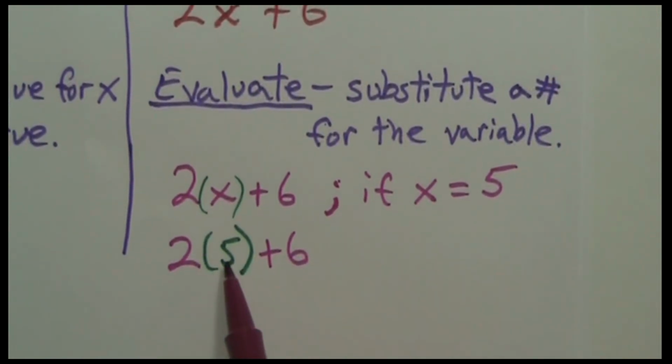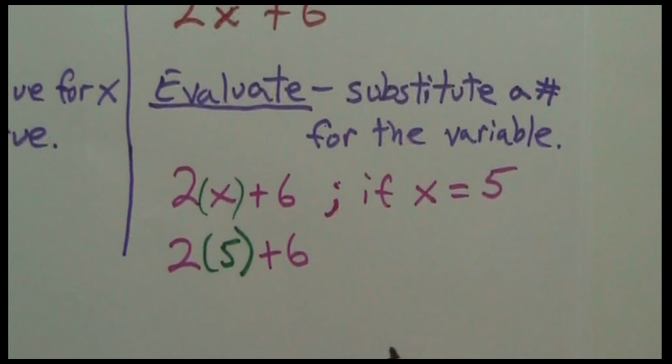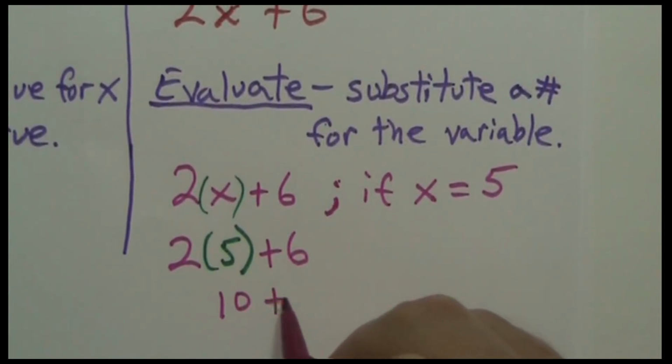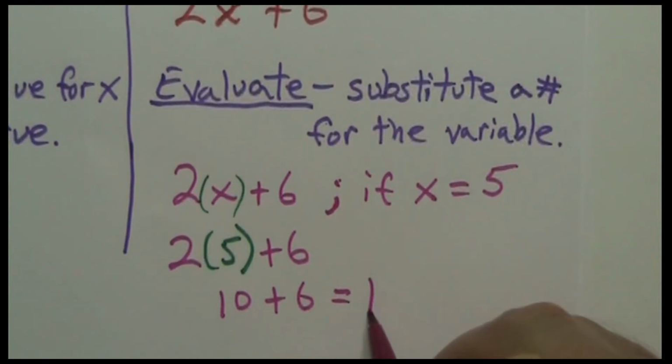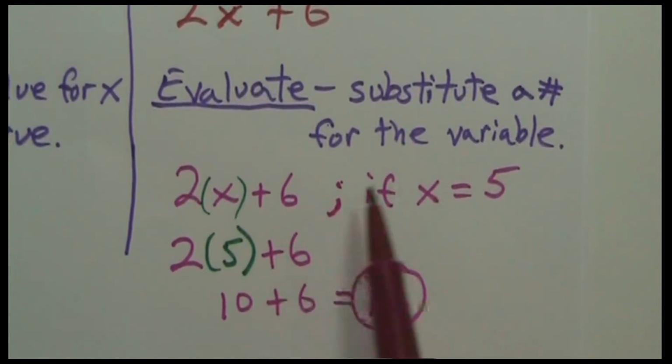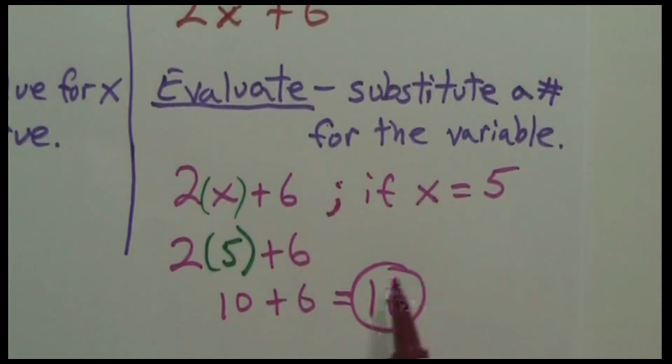So 2 times 5 plus 6. 2 times 5 is 10. So the answer is 16. See, we evaluated it, but they tell you what number to plug in there. They'll tell you what to put in there.